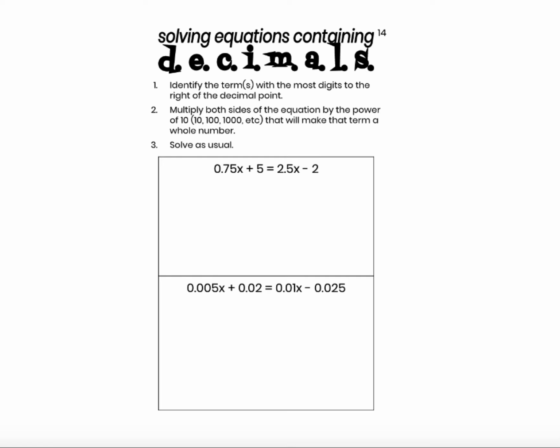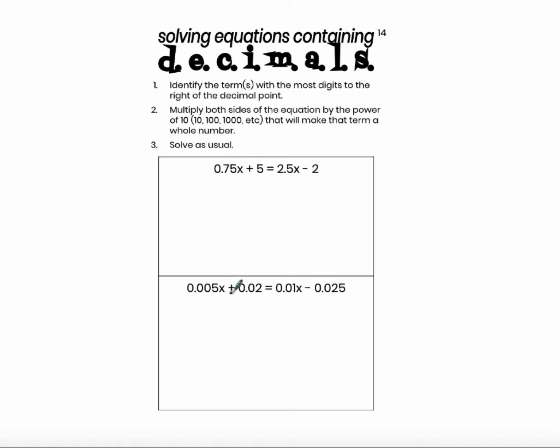On page 14 of our Unit 1 notes, we're looking at solving equations containing decimals. And similarly to fractions, we're basically removing or clearing the equation of decimals. What we're going to do to get rid of the decimals is to identify the term with the most digits to the right of the decimal place. In that case, it will be 75 hundredths.